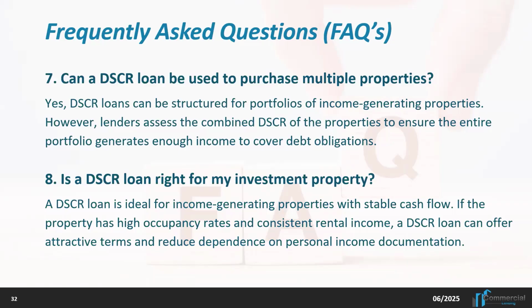Is a DSCR loan right for my investment property? This loan is ideal for properties that have stable cash flow, as we already mentioned. That means for income-generating properties, this DSCR loan will be the right solution. Let's say a property has its occupancy rate at its highest, for example 90% or 95%, or maybe 100%, and its rental income is consistent. Then a DSCR loan can be offered with attractive terms, definitely, and this helps to move forward without depending on personal income documentation or any kind of statements.